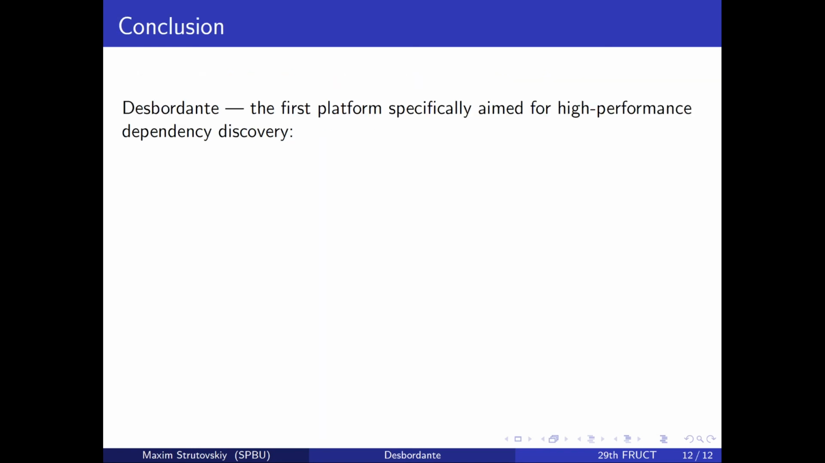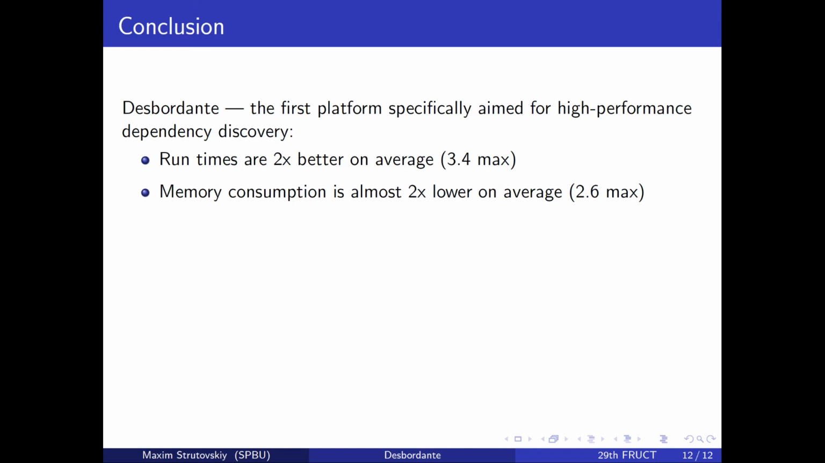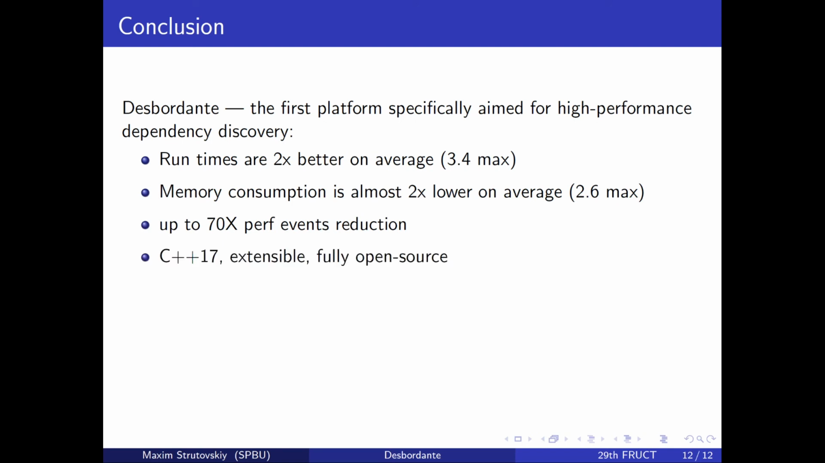In this paper, we have presented Desbordante, the first tool intended specifically for high-performance dependency discovery. The experiments have shown that Desbordante runs approximately twice as fast and consumes only half of the memory required by Metronome. It also highly reduces hardware event counts. Desbordante is written completely in C++, extensible and fully open source.